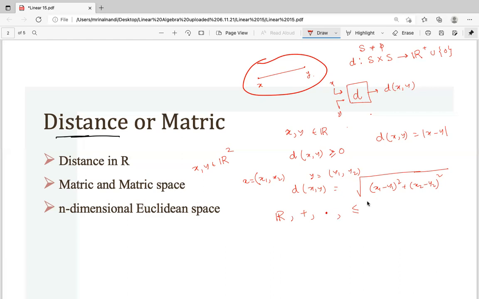There is some result involving this order and addition also. If a is less than or equal to b, then a plus c is less than or equal to b plus c. That we know from our school, class 4-5.